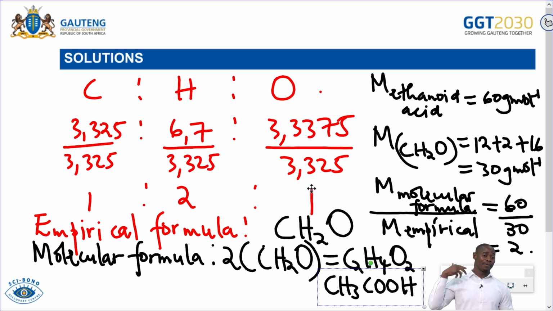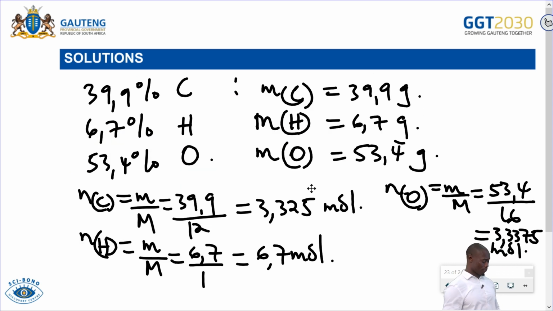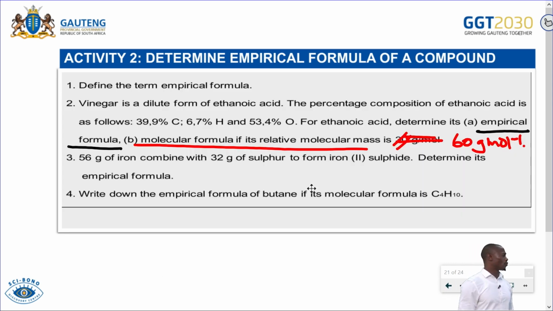So you'll say molar mass of the molecular divided by the molar mass of the empirical. Then you'll get that value. Then you multiply the empirical formula by that value. For example, in this case, we got 2. Then we multiplied the empirical by 2, and we got C2H4O2, which is the same as CH3COOH. That is ethanoic acid. Right.